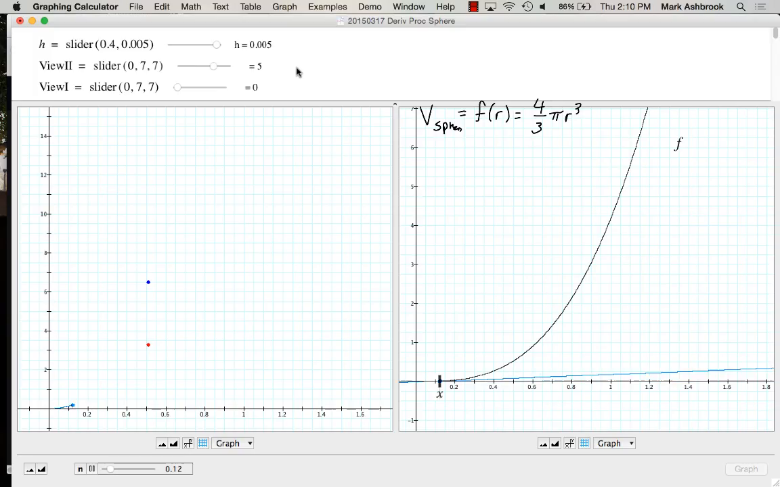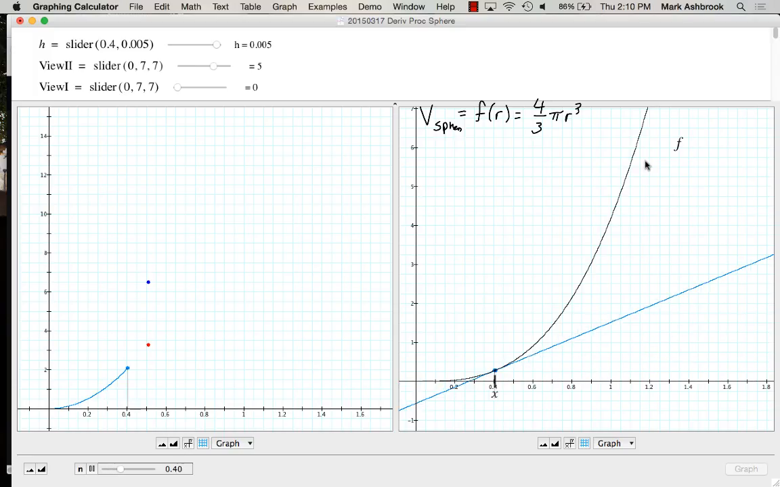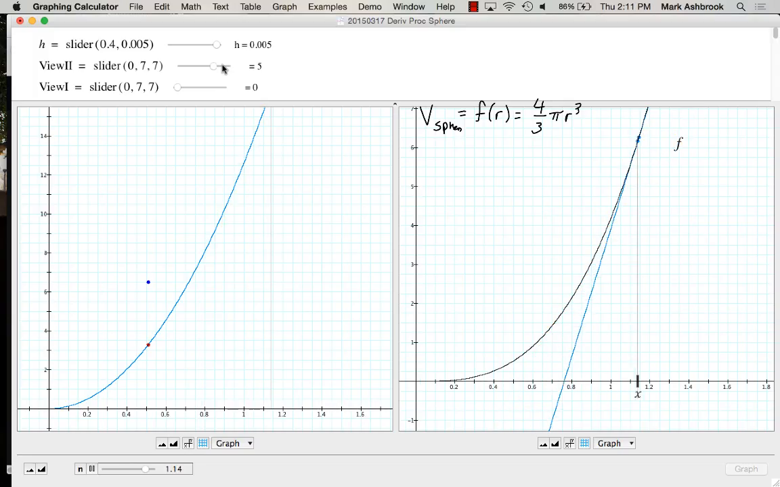And so here is h of 0.005. That's still two points there. Kind of like if we had zoomed in. And now our approximate, it even looks like it's going through the point that we calculated for the exact rate of change.